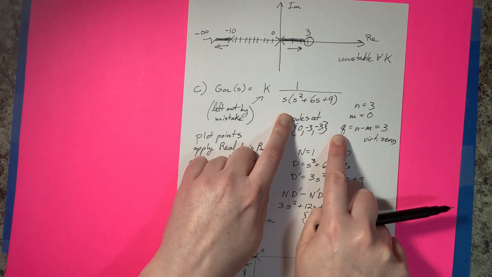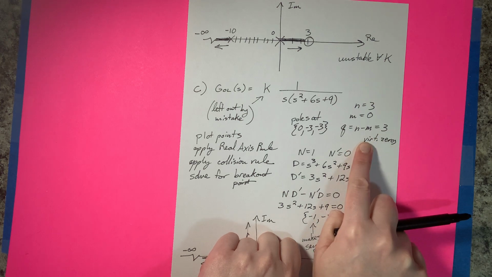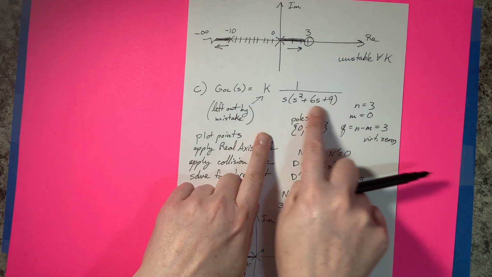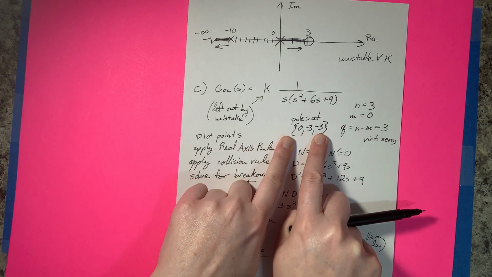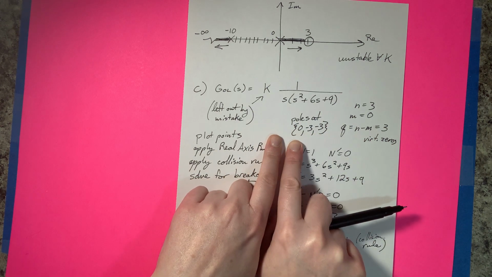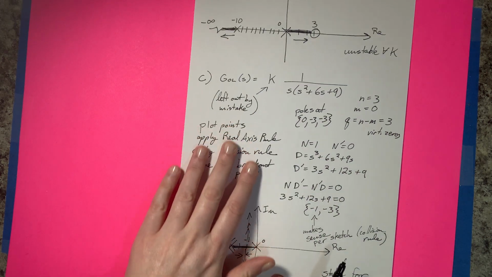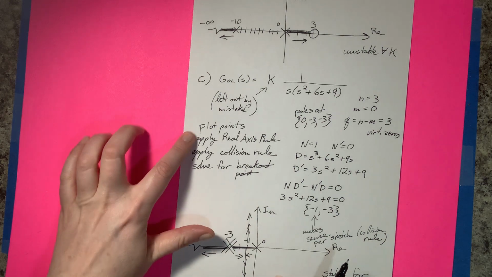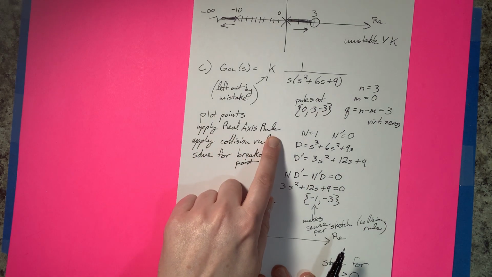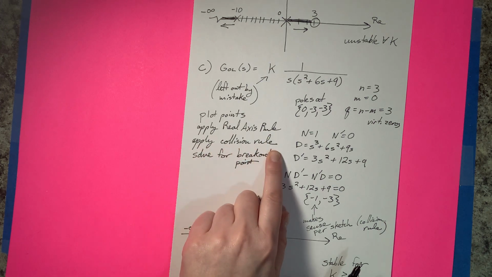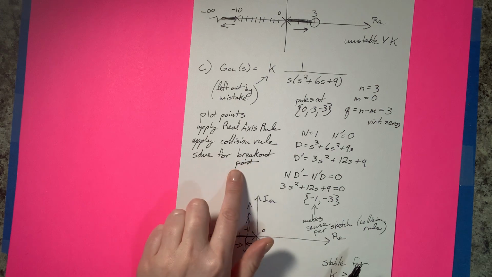We can then calculate Q. Q is N minus M, and we have 3 virtual zeros. We can solve the polynomial. Our solutions come out to be 0, -3, and -3. So those are the values of our poles. The order of things you do: plot your points, place them on your plot, apply the real axis rule. Here we're going to apply the collision rule right afterwards, and we'll get into why, and then solve for the breakout points.